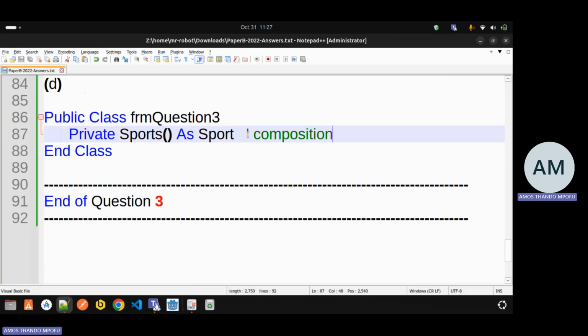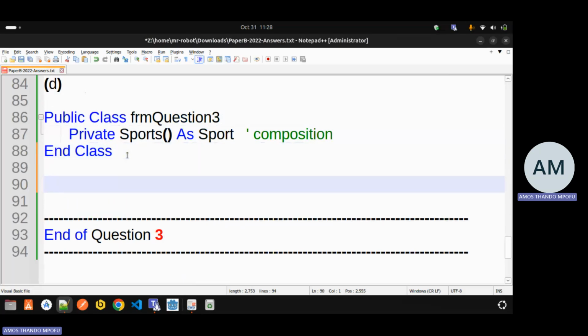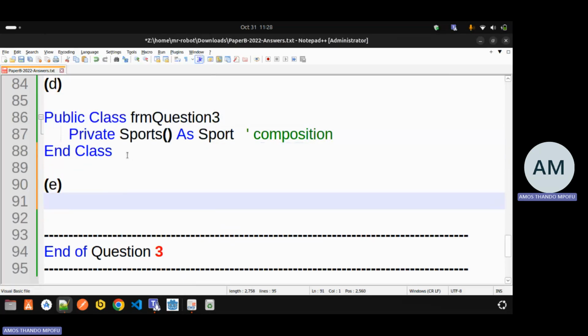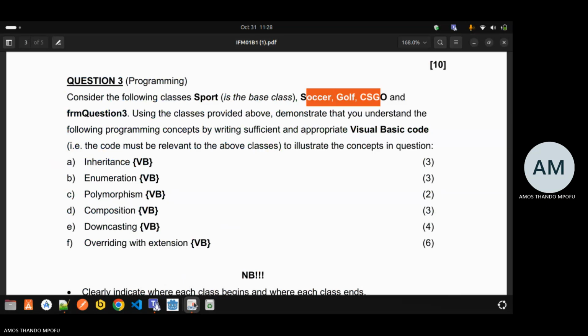Like I said, I think for you guys they don't talk about aggregation, but this would actually be aggregation, not composition, but it's fine because the form can exist without sports. A sport, I mean, can exist without the form. And then E, right? So E is downcasting. So we're casting downwards.